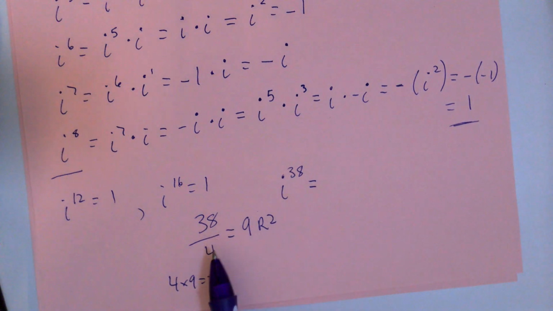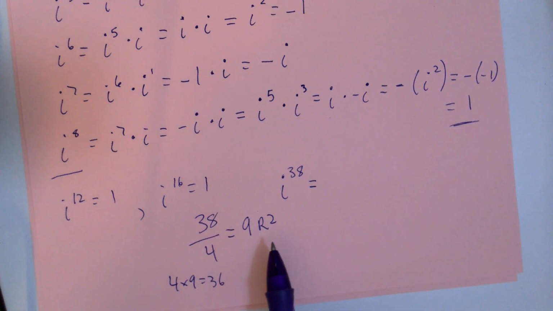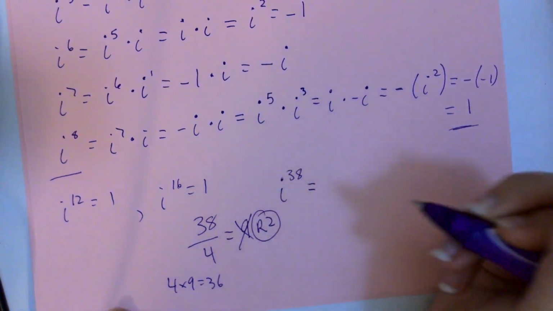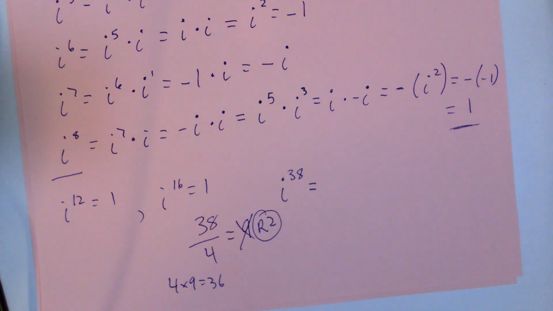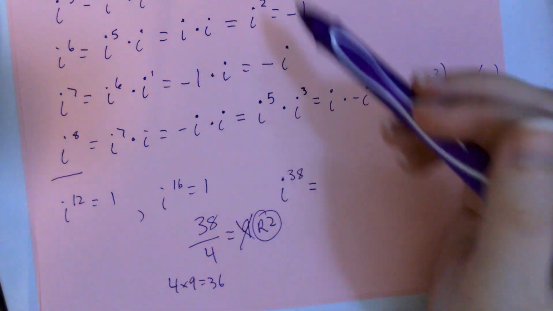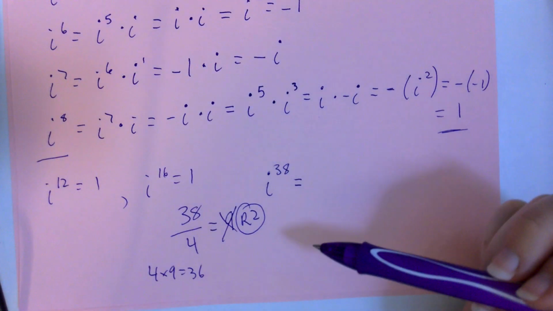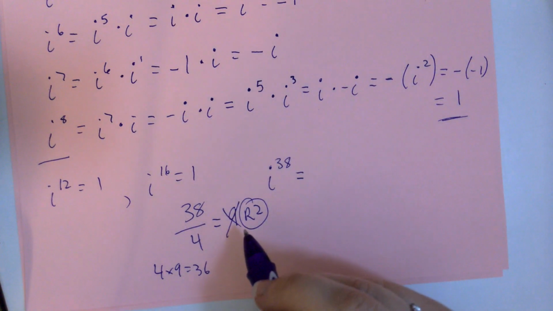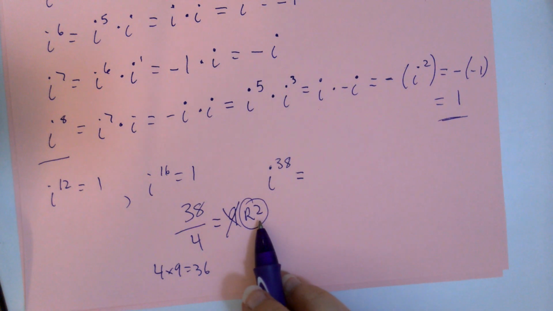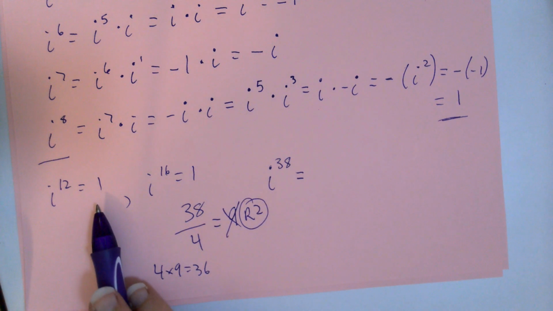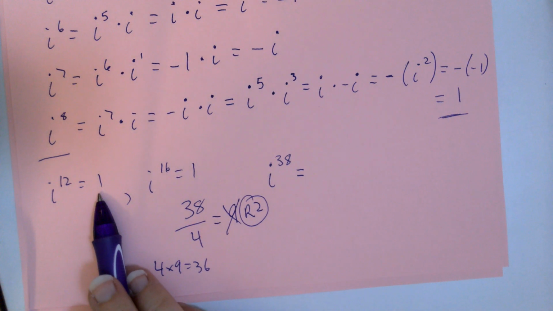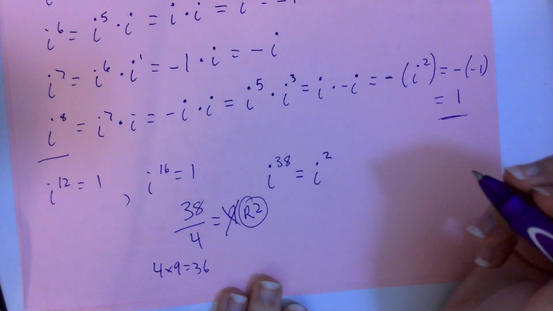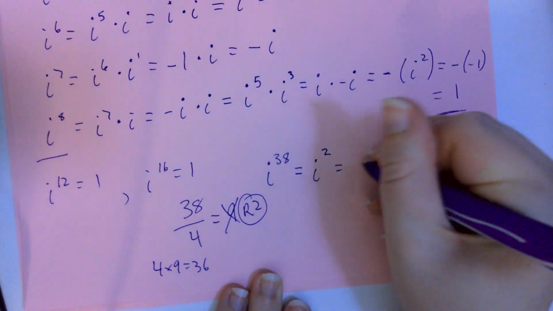So if you divide 38 by 4, you're going to get 9 with 2 left over. So we don't really care about the 9, we just care about the remainder 2. So what this is telling us is that it's going to cycle through the cycle 9 times, and then there's going to be 2 left over after it completes the cycle. So it's going to get back to 1, and then it's going to have 2 more i's left over. So this is the same as i squared. And we know i squared is -1.